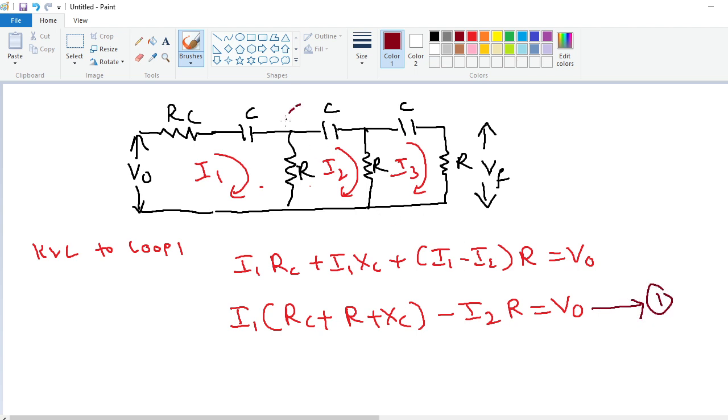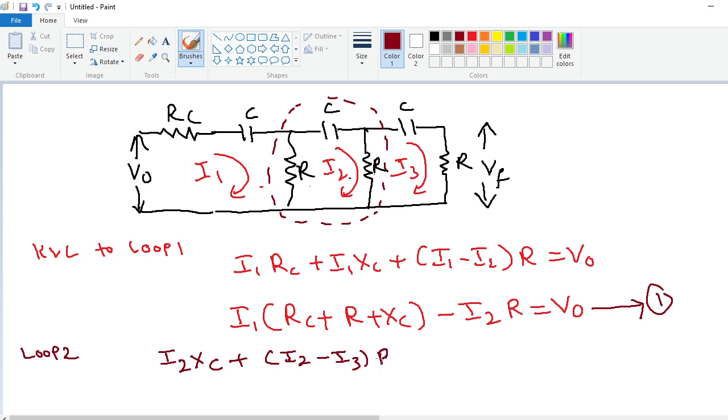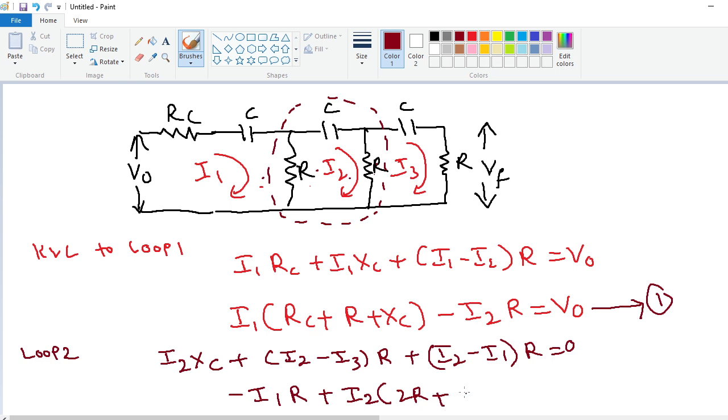Now applying KVL to the second loop, loop 2. I2 into XC, plus I2 and I3 currents flow in this resistance, so (I2 minus I3) into R, plus (I2 minus I1) into R is equal to 0. Both I1 and I2 currents flow in this resistance, so (I2 minus I1) into R. Simplifying, we get minus I1 into R, and taking I2 common, I2 into (R plus R, that is 2R plus XC), minus I3 into R is equal to 0. This is equation number 2.